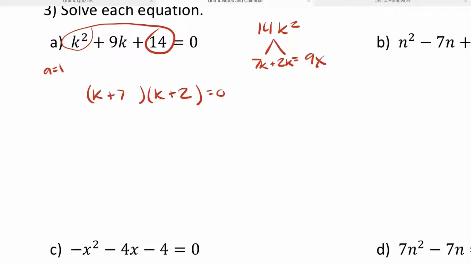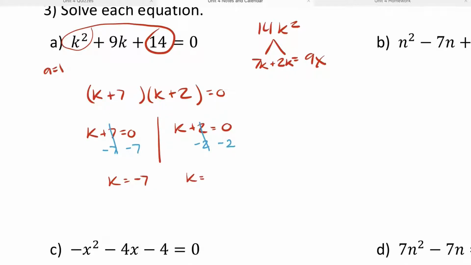Then we need to set each of those factors equal to 0. So k plus 7 is equal to 0, and k plus 2 equals 0. We'd subtract 7 from both sides, and subtract 2 from both sides. That leaves us with k equals negative 7, k equals negative 2, or we'd rewrite it as k equals negative 7 and negative 2.